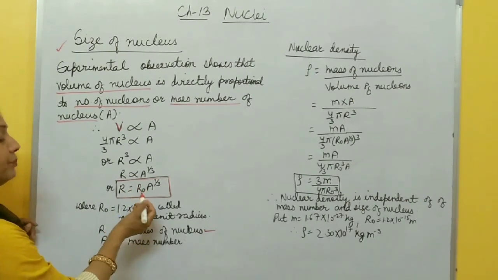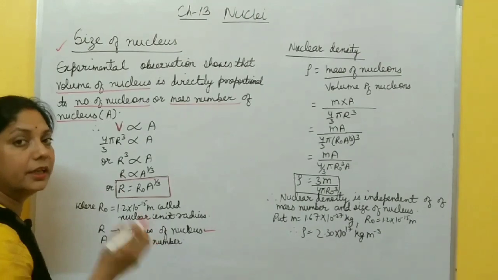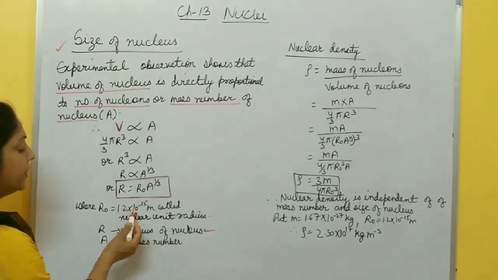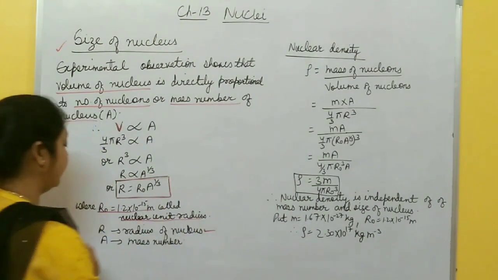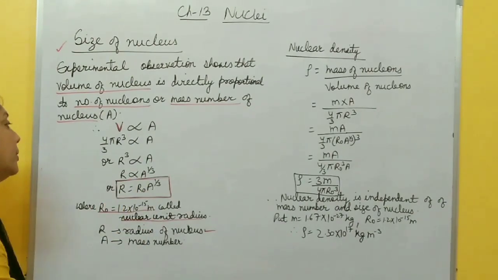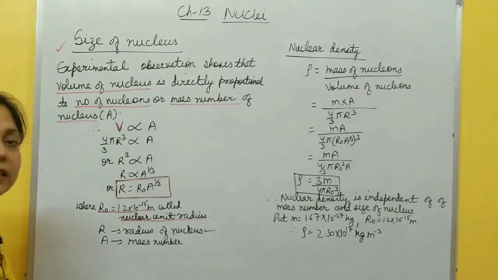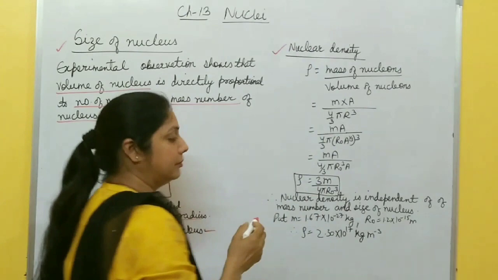This represents size of nucleus, and this r is radius of nucleus, equal to r naught A to the power 1 by 3, where A is mass number. What is this r naught? R naught is a constant called nuclear unit radius. It is in the range of Fermi, and its value is 1.2 into 10 to the power minus 15 meter. R is radius of nucleus, A is mass number. So size of the nucleus is directly proportional to cube root of mass number. Okay. Now after this, nuclear density.